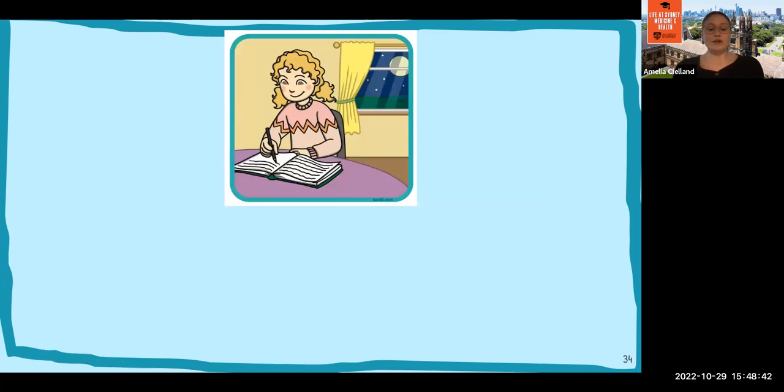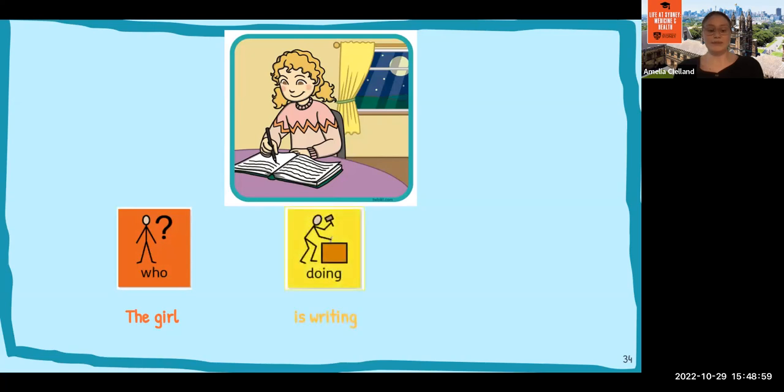An activity might involve creating a sentence about a picture such as the one shown. To help build a sentence using colourful semantics, you would support the student to identify one element at a time. First, you might ask, who is in this picture? The student should identify the girl as the subject. Then, what is the girl doing? The girl is writing. Then, what is the girl writing? A story. The student is then prompted to blend all of the elements together, supporting them to create a complete sentence. The girl is writing a story.